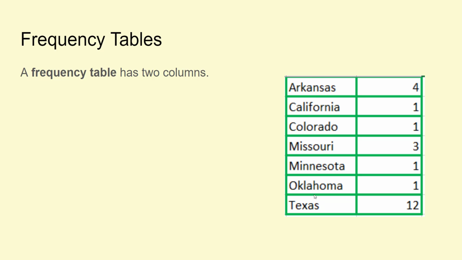You'll see it has two columns. The left column denotes the state, whereas the right column denotes the frequency of responses. So this tells us that 12 students said that they were from Texas.